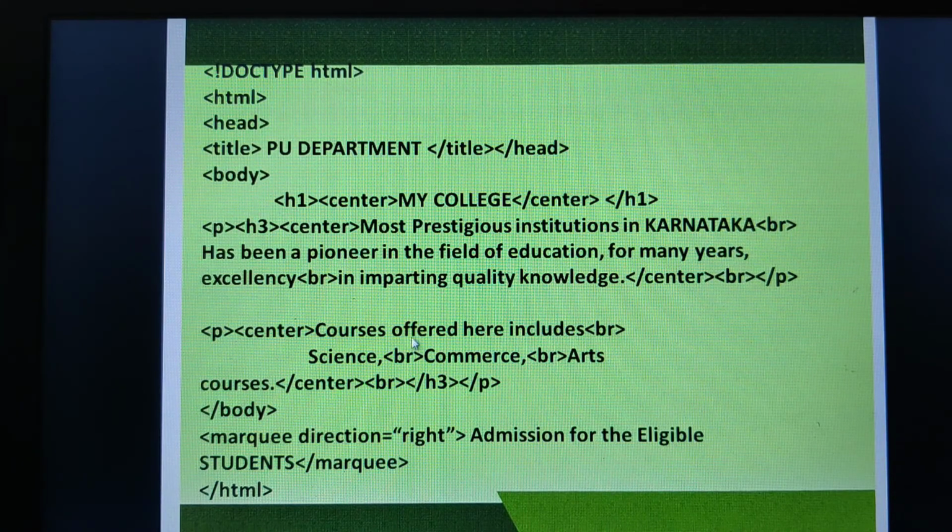Now I want the courses offered to appear in the center: science, commerce, and arts. Here, if you observe, I have a marquee with a direction. Marquee makes your text move from left to right or right to left, whichever direction you specify. So the text "admissions for eligible students" will continuously move towards the direction you specify. For that I'm using the marquee tag, followed by the closing HTML.